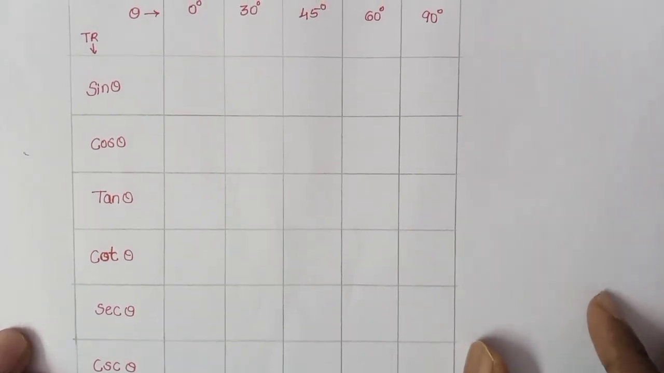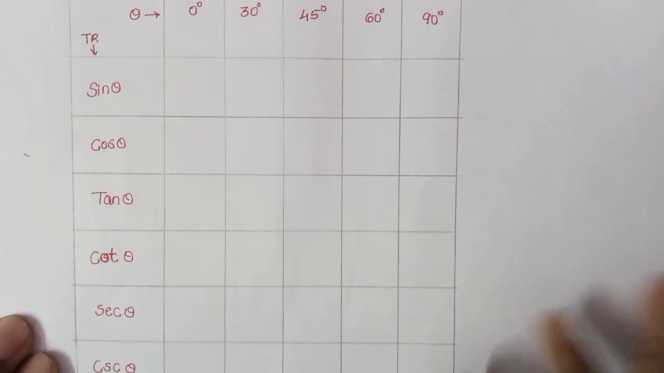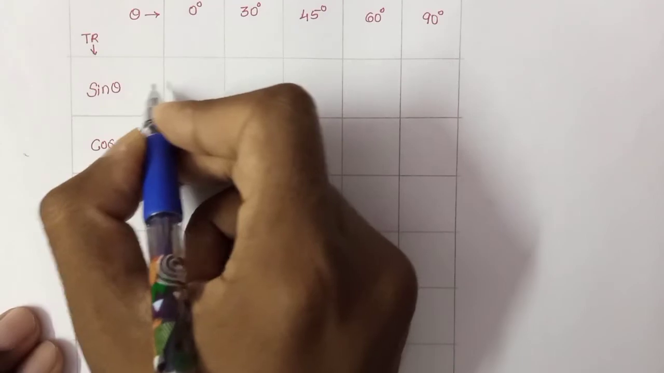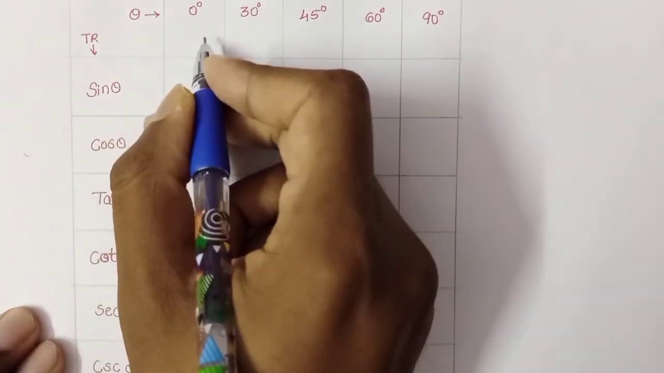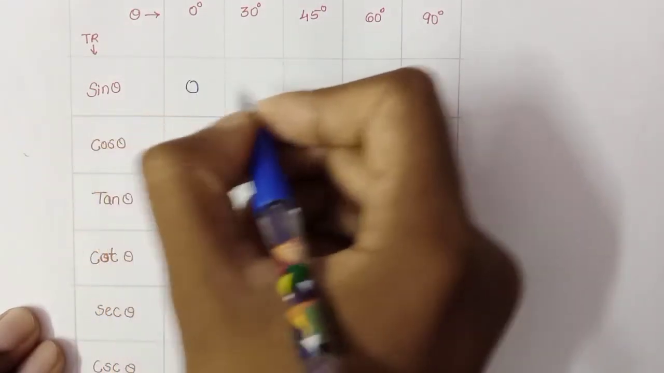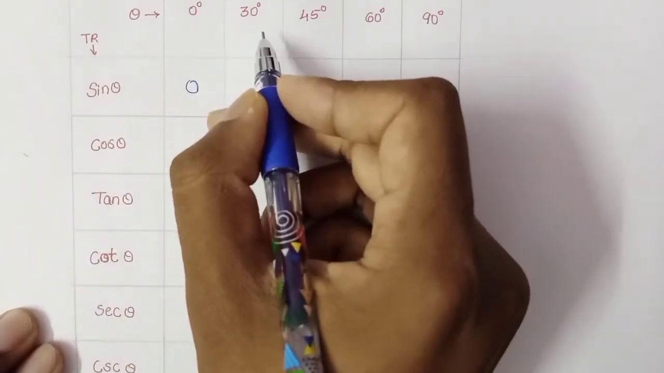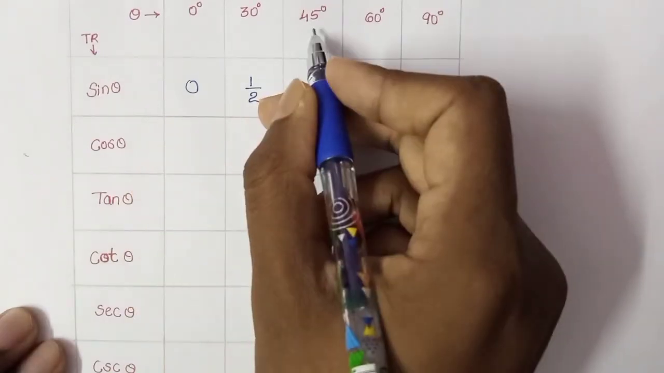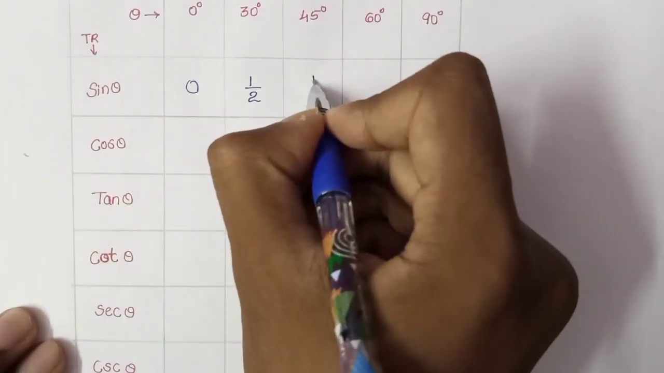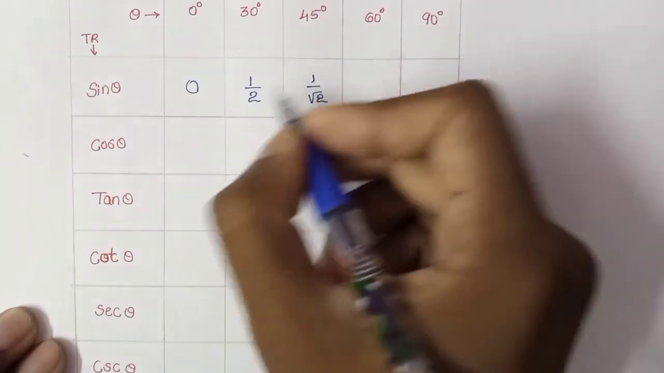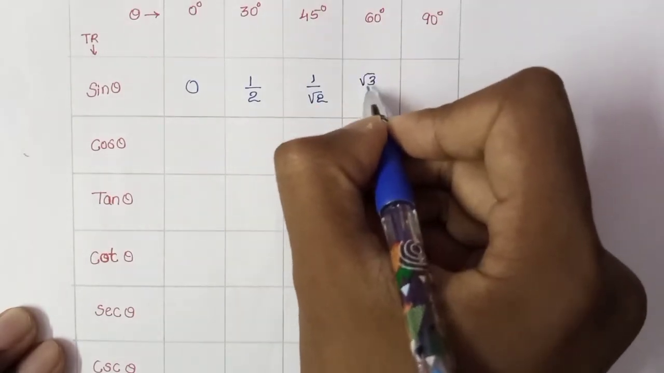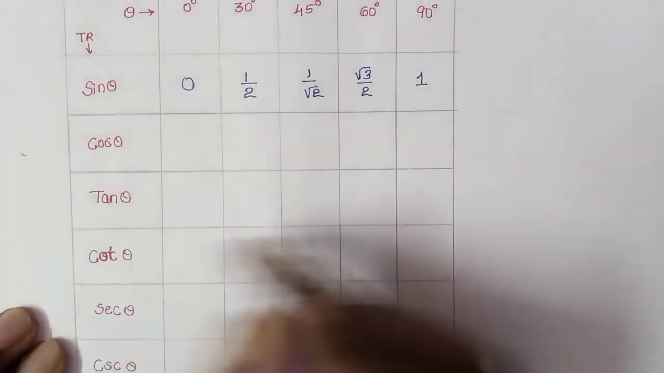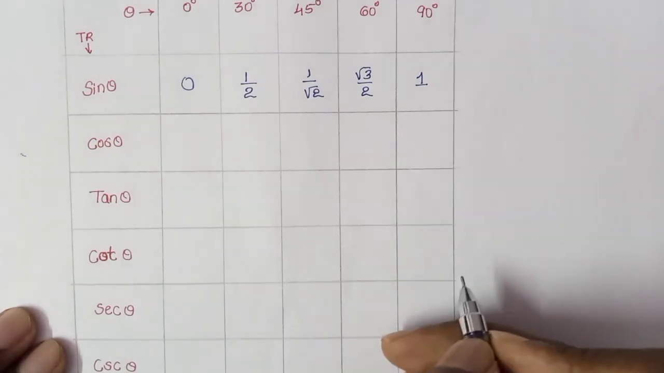First you need to remember sine values, then you can remember this entire table. First, sine 0 is what? Sine 0 is 0. Sine 30 is 1 by 2. Sine 45 is 1 by root 2. Sine 60 is root 3 by 2. Sine 90 is 1. If you remember this line, the entire table will be remembered by you.